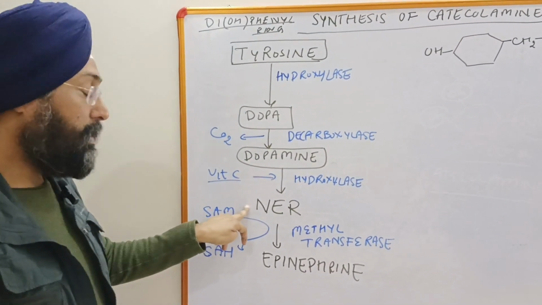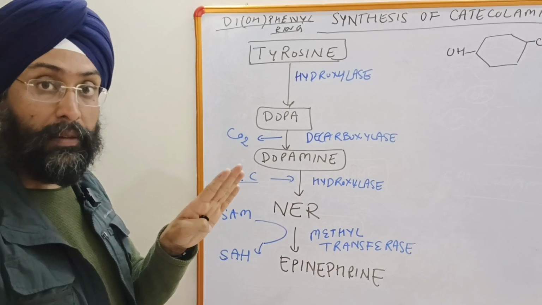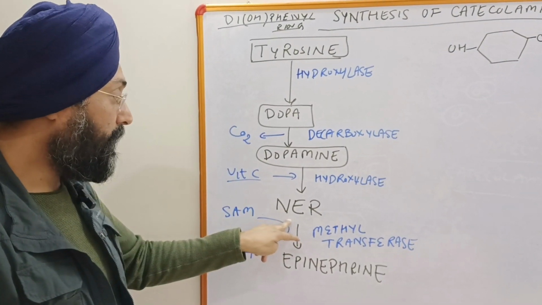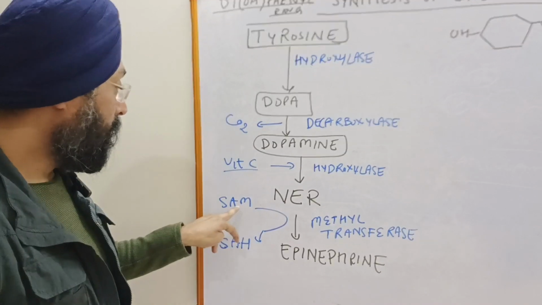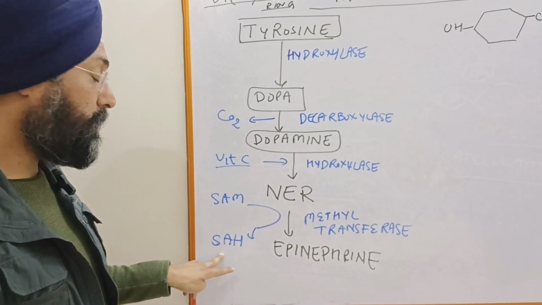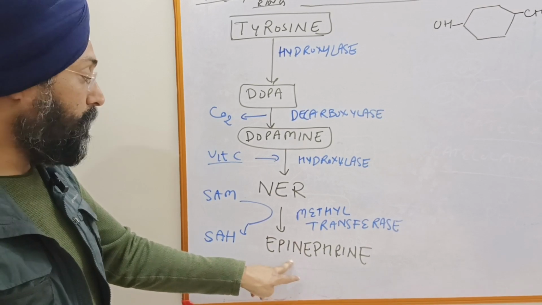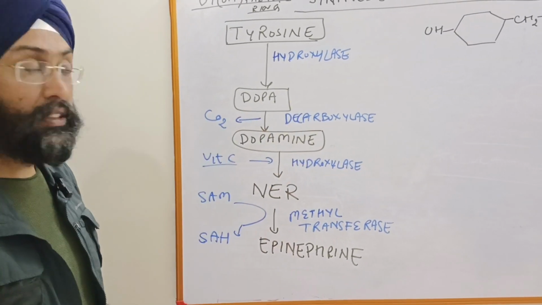It is norepinephrine. Norepinephrine does not contain a methyl group, and norepinephrine is further converted to epinephrine by the methyl donor S-adenosylmethionine, which becomes S-adenosylhomocysteine, and it contains a methyl group. It is known as epinephrine. Now we'll start with the reactions.